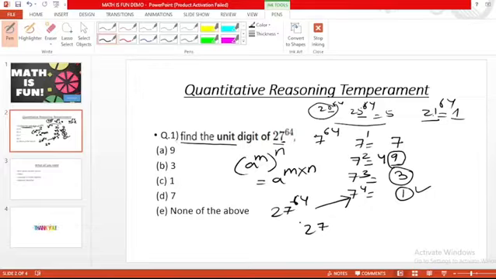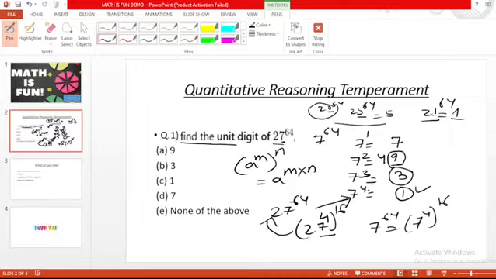Why? Because now if you multiply, you will get 4 into 16, nothing but 64. You get the same thing. So friends, as we are concerned with only unit digits, we are concerned with 7 to the power of 64. So it is nothing but 7 to the power of 4 to the power of 16. Now you know 7 to the power of 4 is nothing but 1 in the unit digit. So it is 1 to the power of 16. So you got the answer right.